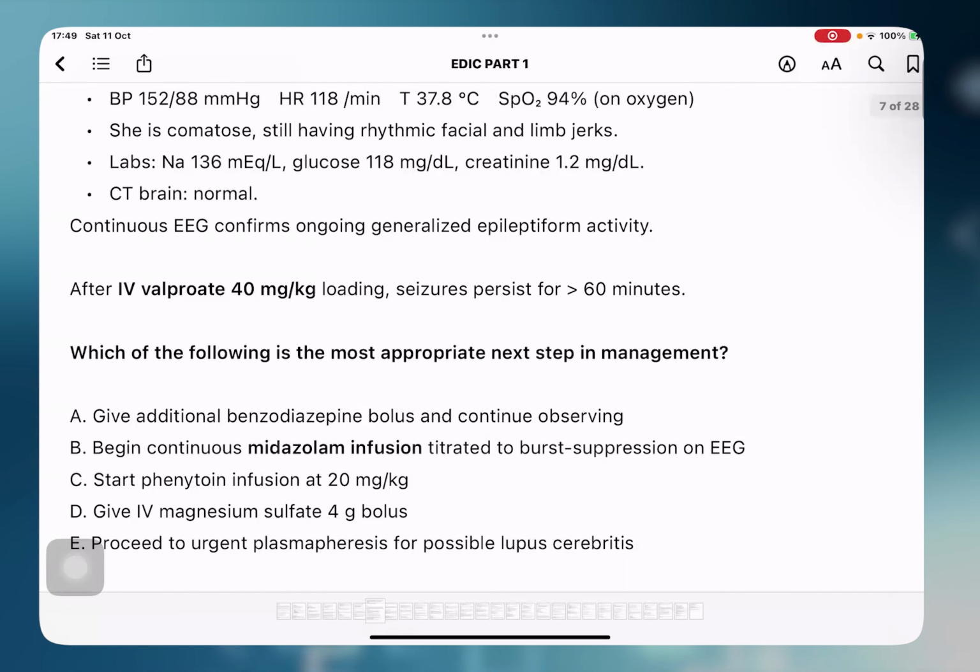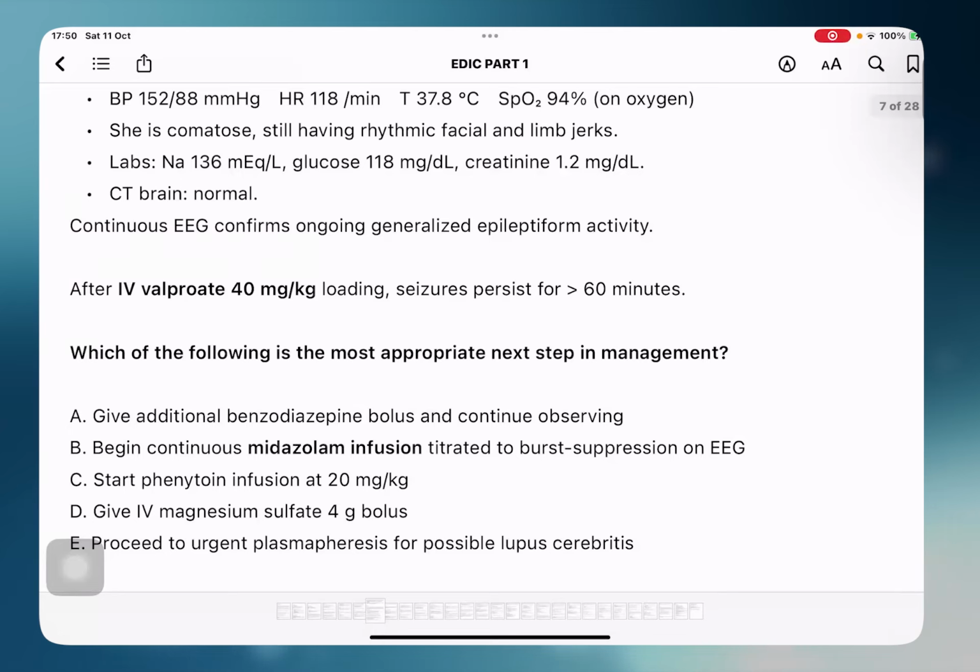It's okay, you have to pick one. That's all. What would that be? Proceed to urgent plasmapheresis for possible lupus cerebritis. Okay, so how are we going to treat the status epilepticus that's happening here? Because plasmapheresis will not start immediately. We'll have to add on something which breaks the seizures.